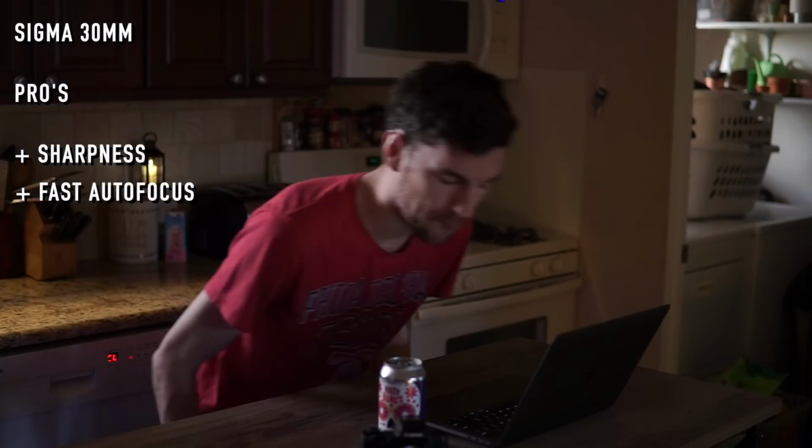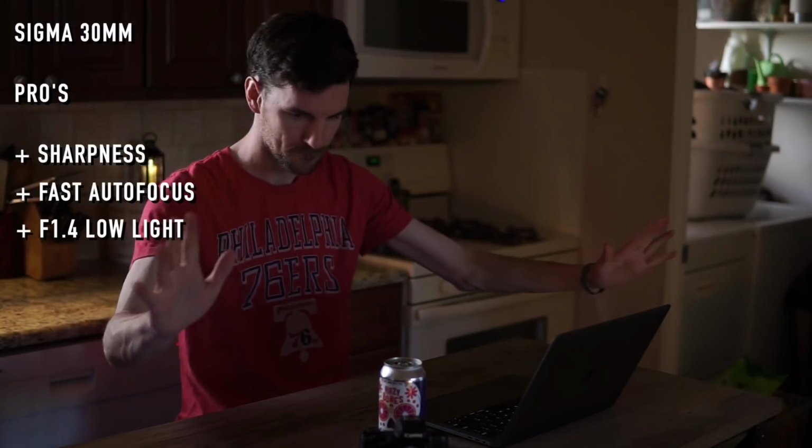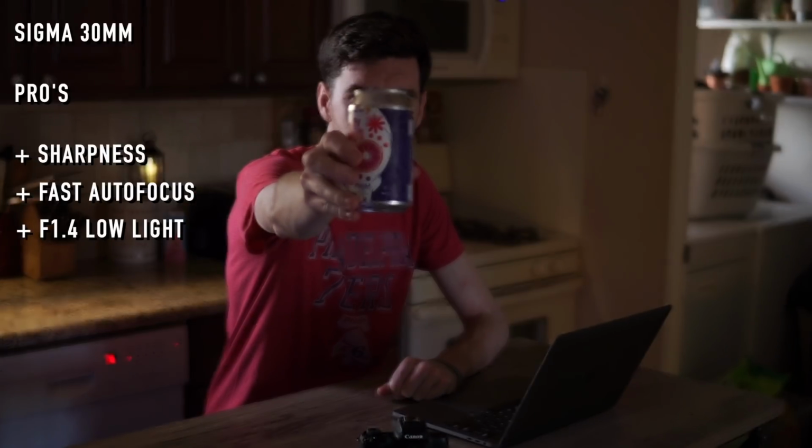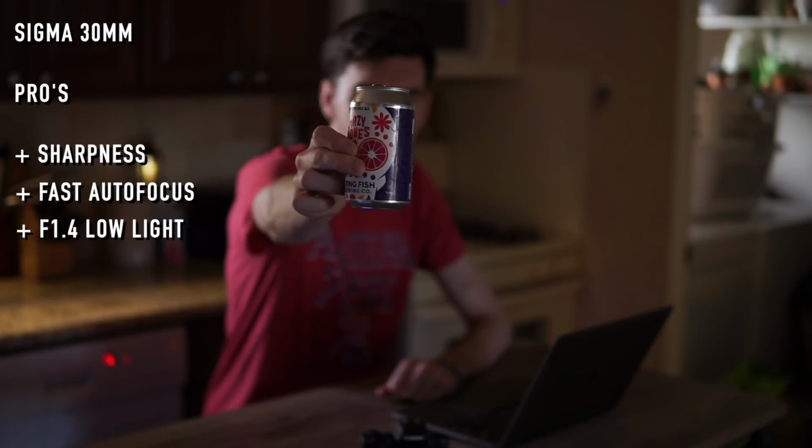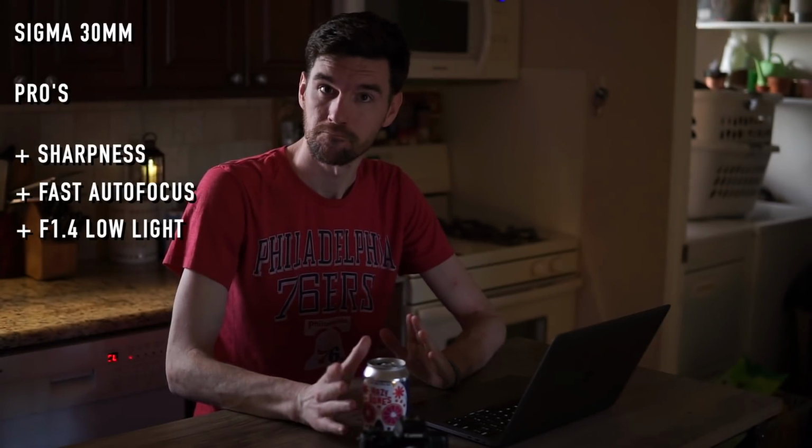Another pro for the Sigma is its low light performance. It has an f1.4 maximum aperture, which just allows this lens to let in more light than the Sony's f1.8 aperture.